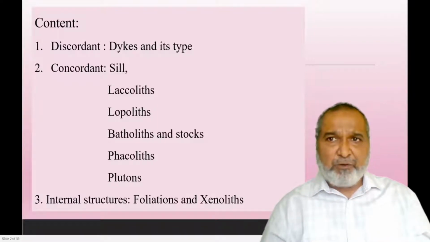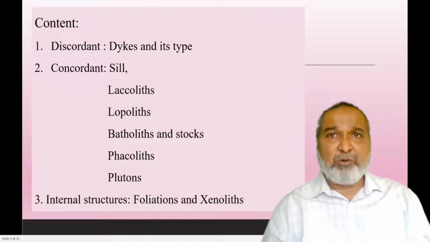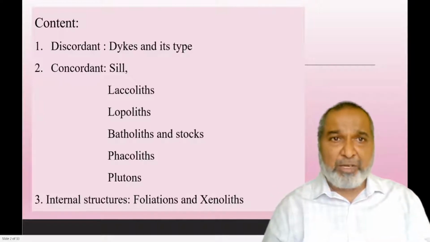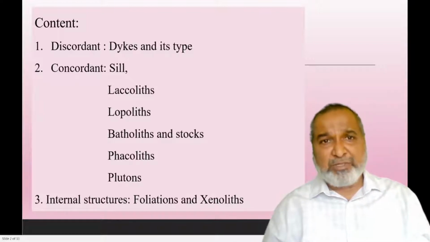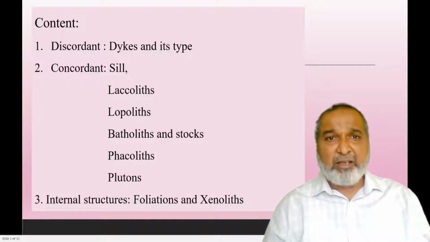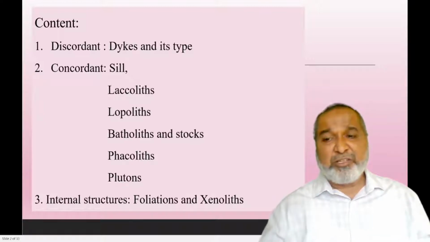Now, these forms of igneous rock we are going to divide into different topics. Let's see the content of that particular topic. The first point is discordant dikes and its types. Then the second one, concordant types. In that, we are going to see sill, laccoliths, lopoliths, batholiths, stocks, phacoliths, plutons, and in the last, internal structure, that is foliations and the xenoliths.